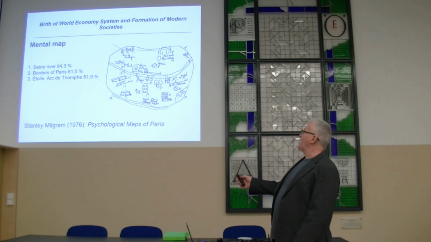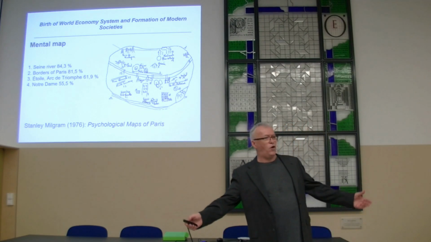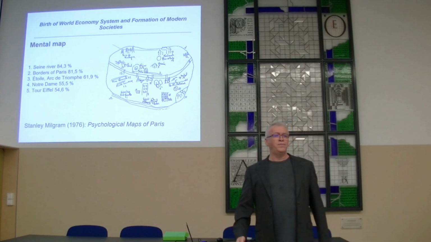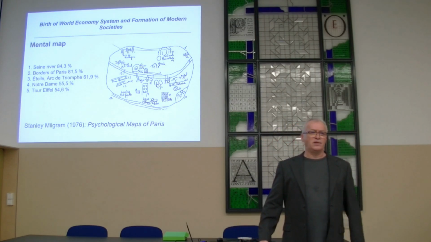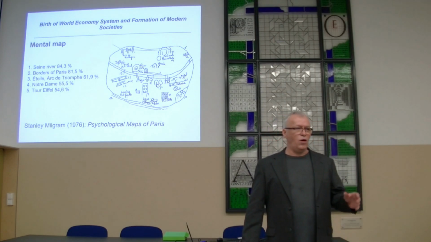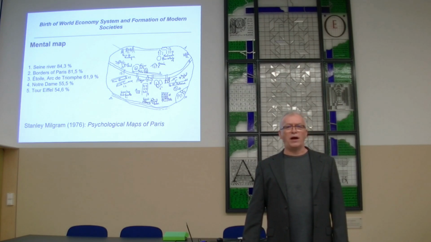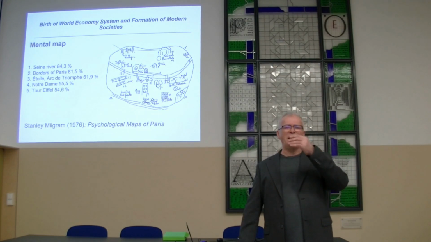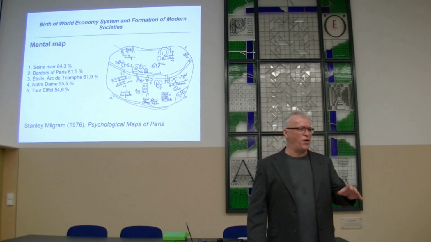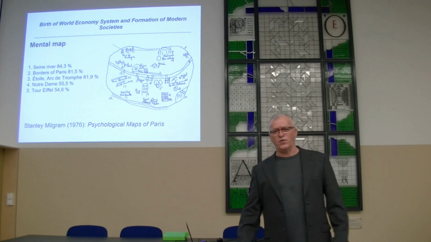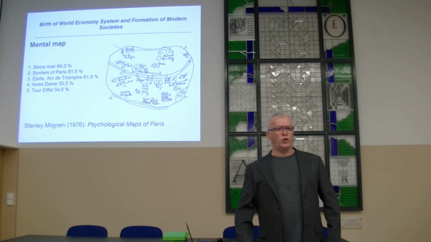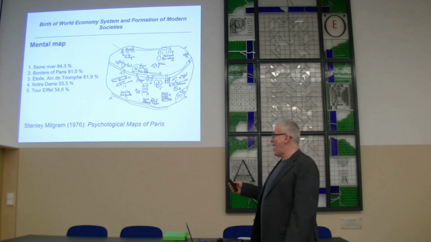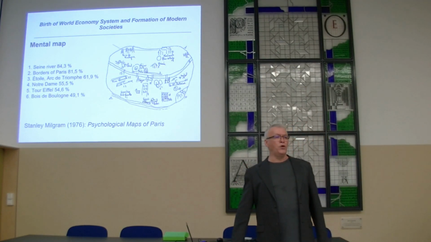Okay, the fourth, Notre Dame, of course, on the Île de la Cité. The Tour Eiffel, of course, is a symbol of the city, but when it was constructed at the end of the 19th century, it was a temporary construction. But it was so successful that it was kept, and recently it became one of the symbols of the city. And the last one, the Bois de Boulogne.